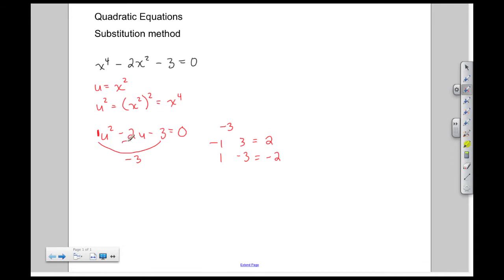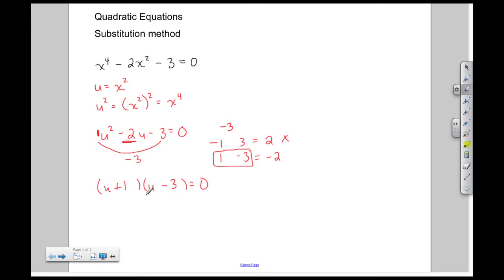We notice here with my middle term, it is a negative 2. So that means I can disregard these first two factors, and I'm going to use my second two factors, which would be here the 1 and the negative 3. So now I rewrite the equation as a pair of factors. Here I'm going to place u's on the left hand side, and I know I have a positive 1 and I know that I have a negative 3.